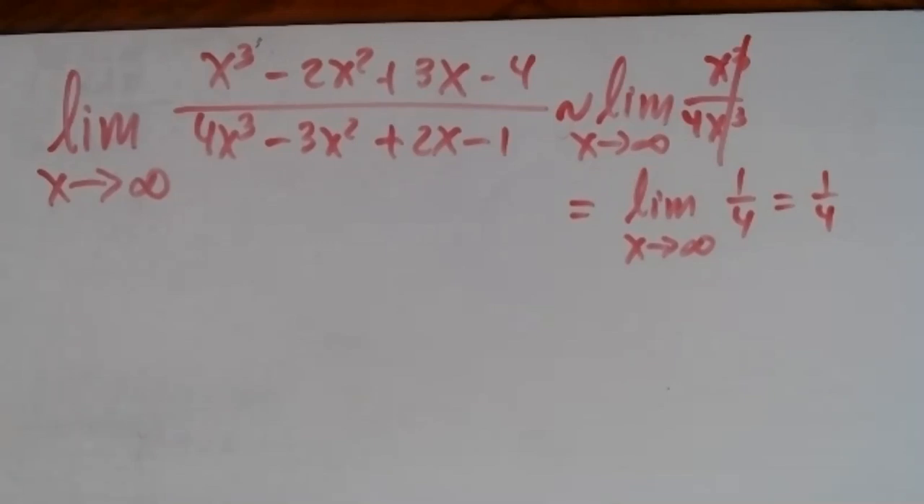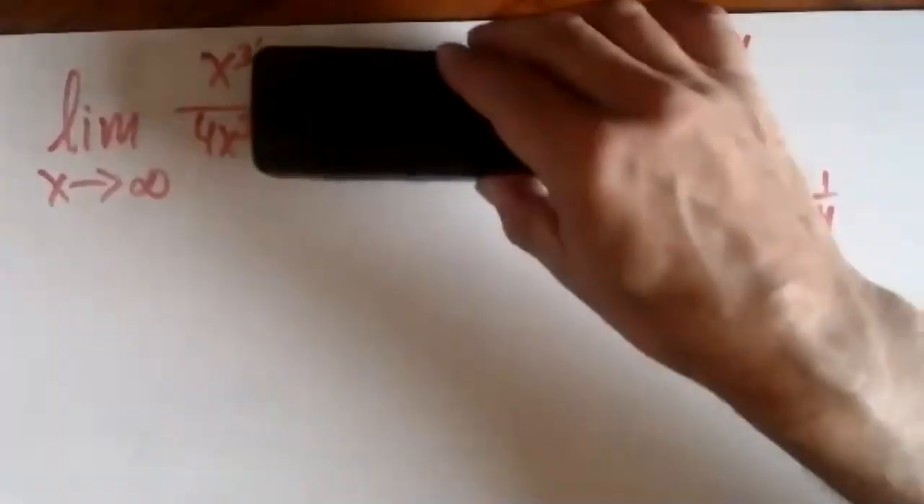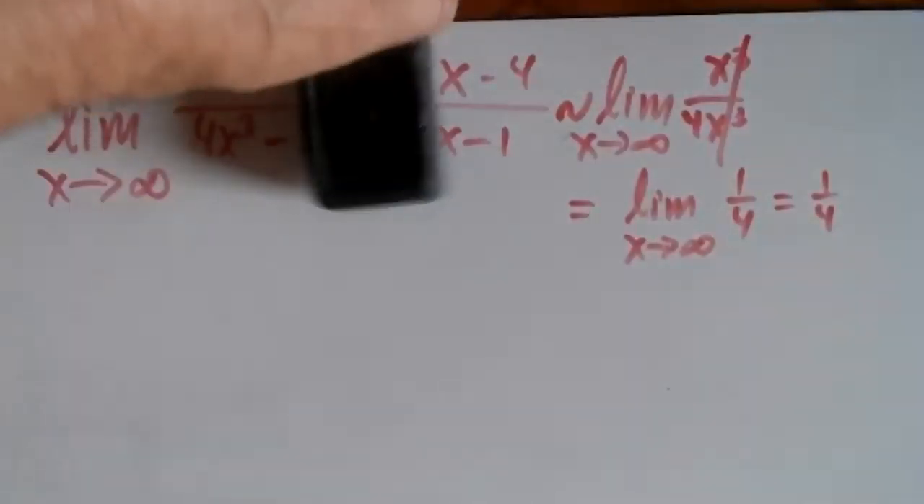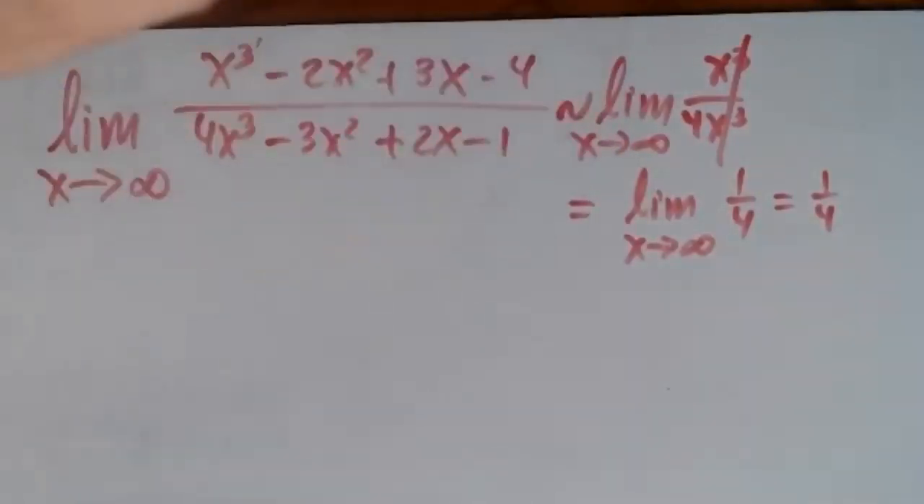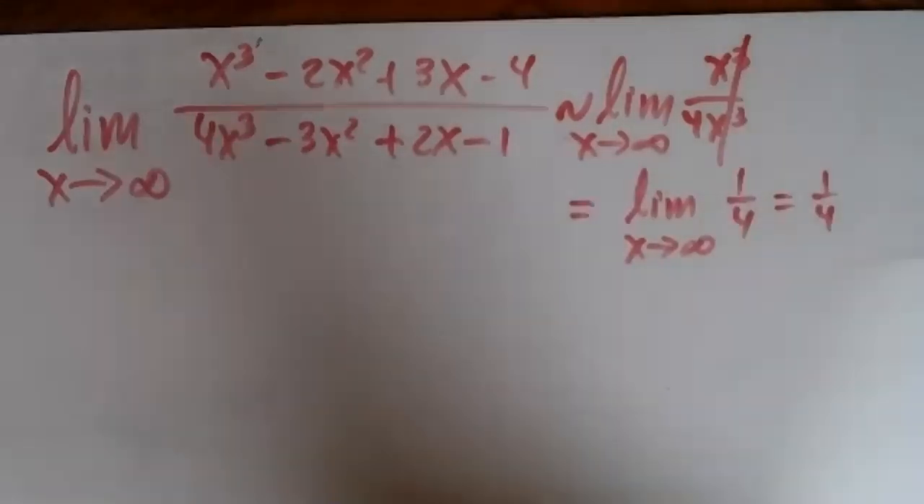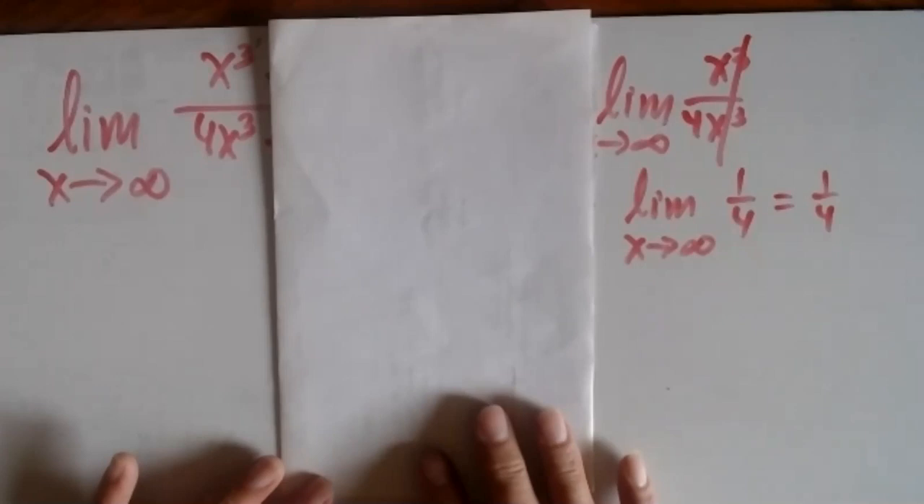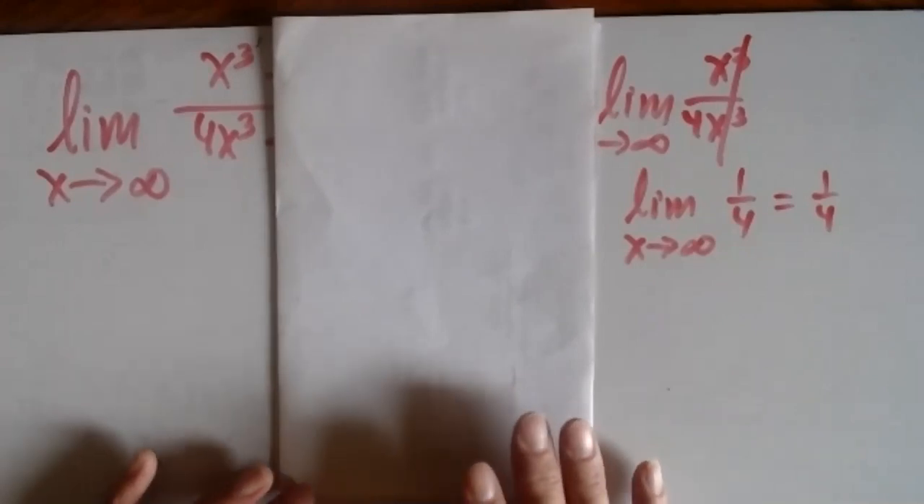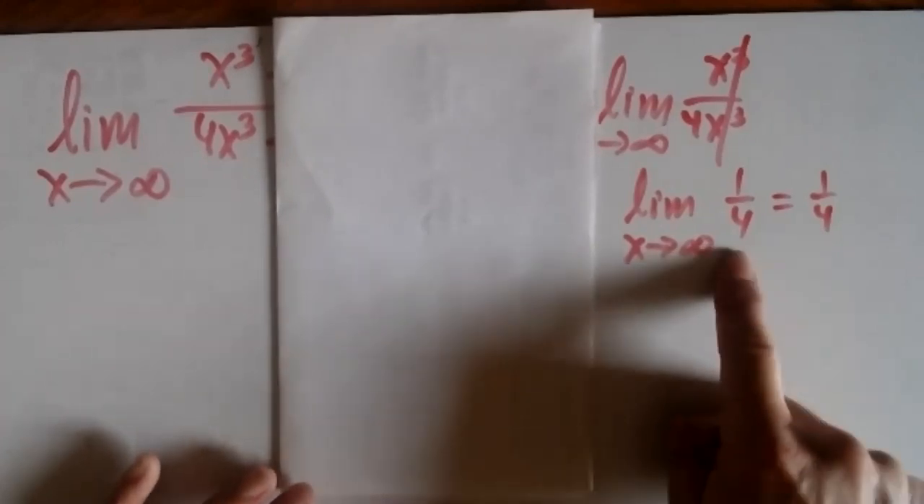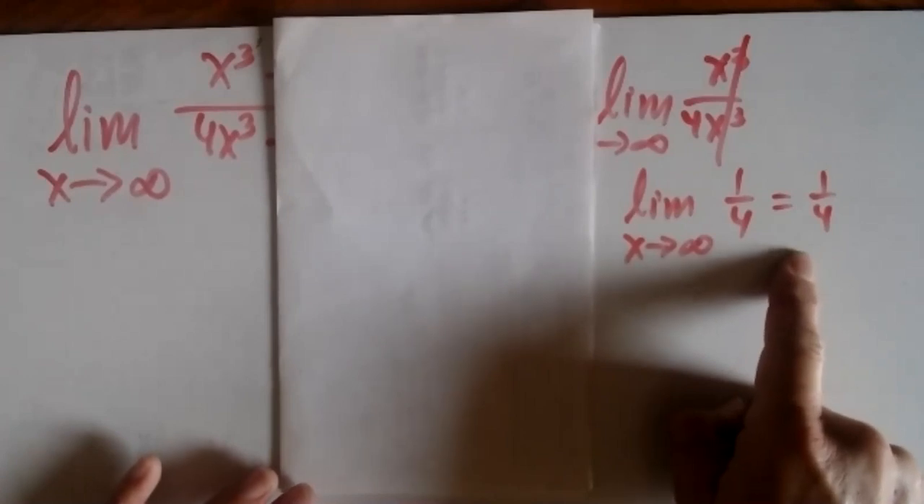So this is a fast way to know limits at infinity, okay? You just cover these terms, these terms, correct? I cover this term, I use something different. For instance, I cover these terms, and I see, okay, who are the leading terms? They are the same, this is the same as 1/4. So the limit is going to be 1/4.